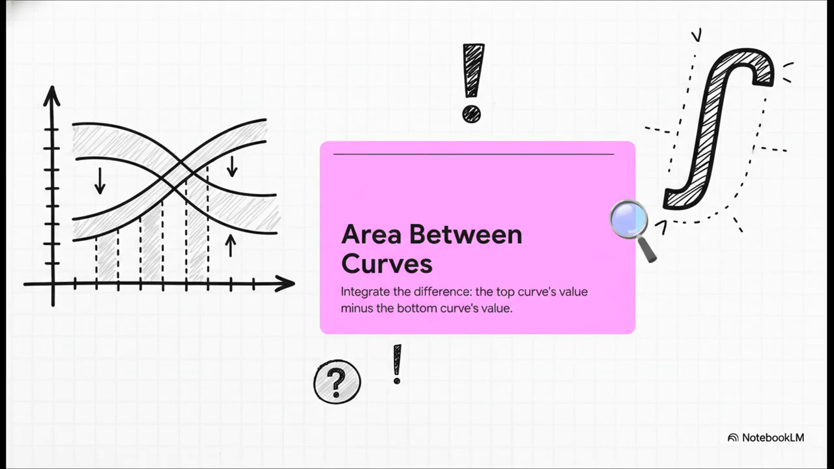The area is just the sum of all those infinitely thin rectangles. But now, the height of each little rectangle isn't just the function's value. It's simply the value of the top curve minus the value of the bottom curve. We integrate that difference, and boom, we get the exact area of the region between them. It's such an elegant and powerful extension of the same idea.